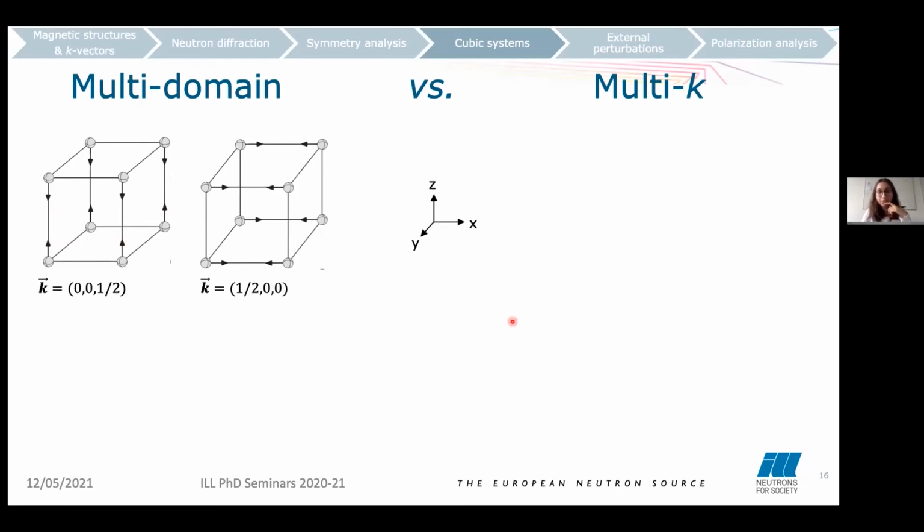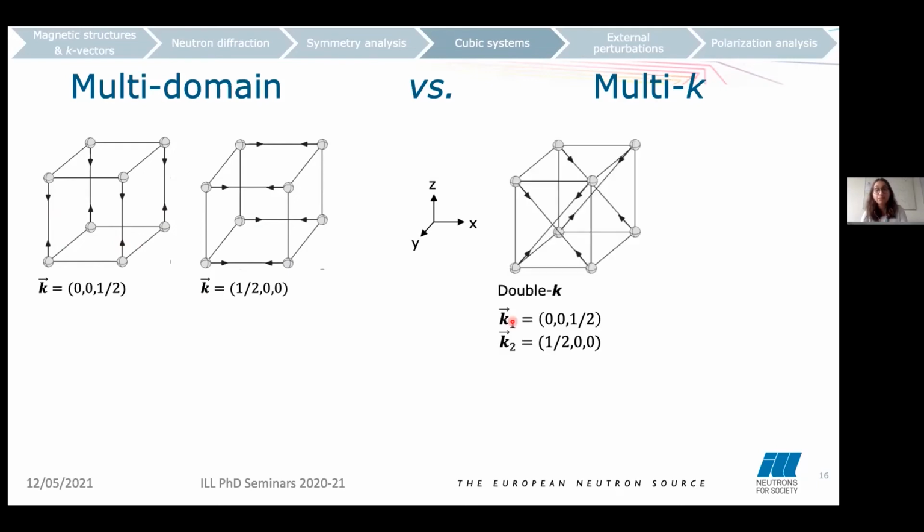Now, there are cases, so we already spoke about multi-K structures in the beginning, and this just means that we need more than one propagation vector to describe the magnetic structure. So this magnetic structure over here is described by both of the propagation vectors that we had in our multi-domain structure. And this multi-K structure will also result in additional magnetic reflections in the diffraction pattern. And in fact, they will result in the same additional magnetic reflections that we had in the multi-domain case.